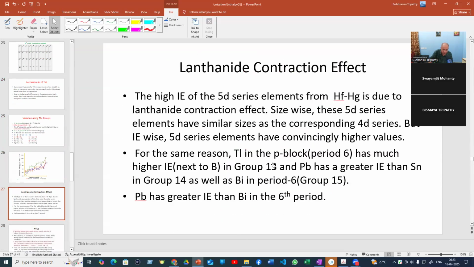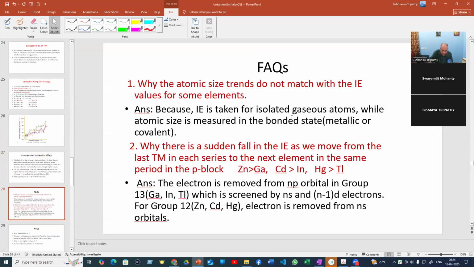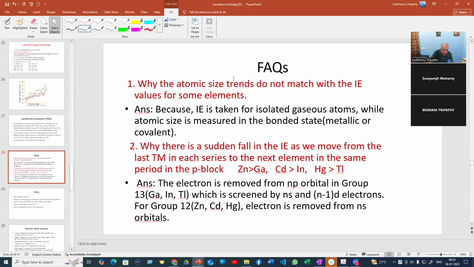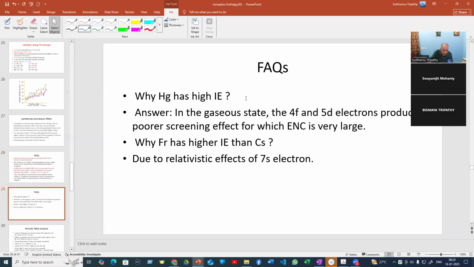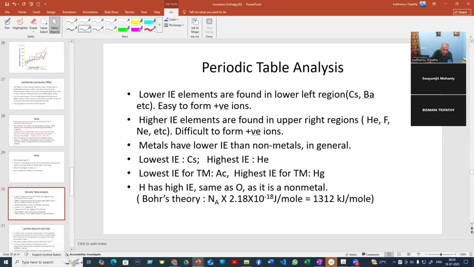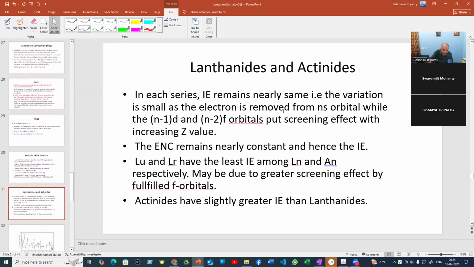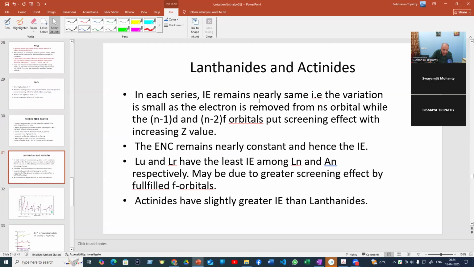I have already done this, the lanthanide contraction effect we have seen. Read the facts yourself, I have given the answer too. Whatever you cannot understand, ask me. The relativistic contraction effect I will explain later. In lanthanides and actinides, in each series, I remains nearly the same. The variation is small as the electron is removed from ns while the n-1 d and n-2 f orbitals remain constant and they screen the ns electron which we are going to remove.